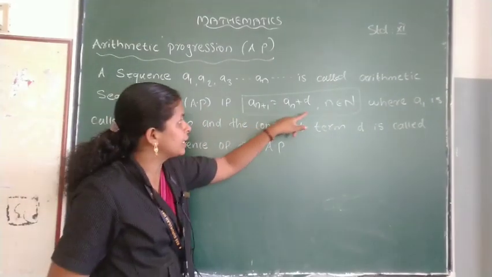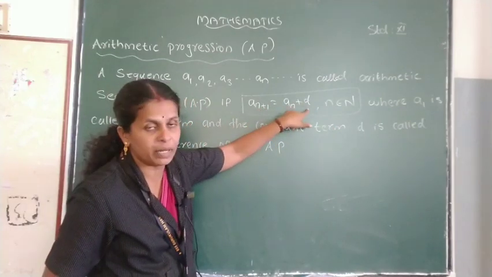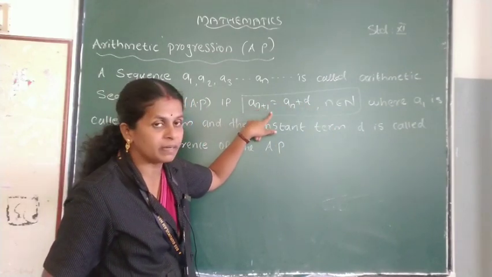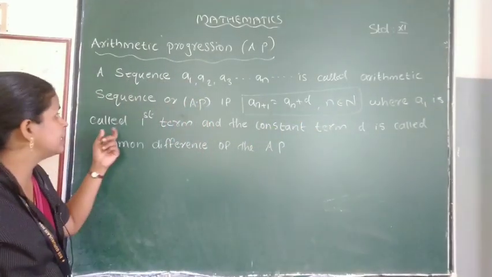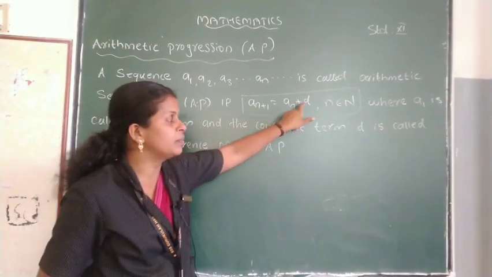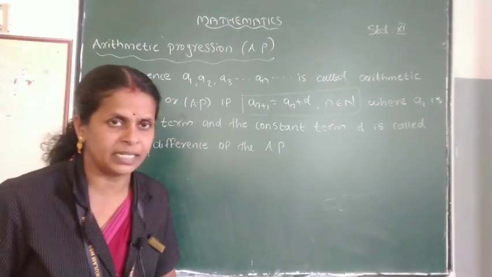So if we give n as 1, n is a natural number, A2 is equal to A1 plus D. Then for n equal to 2, 2 plus 1 is 3, A3 equals A2 plus D. Here A1 is called the first term and the constant term D is called the common difference. This we have already learned in the 10th standard, right?